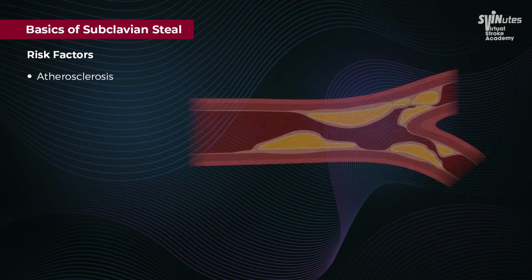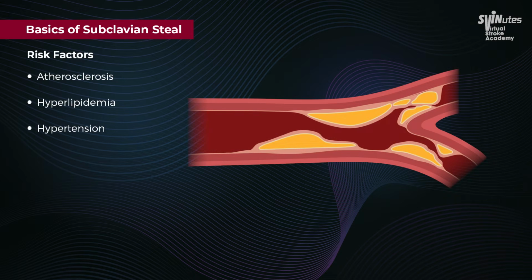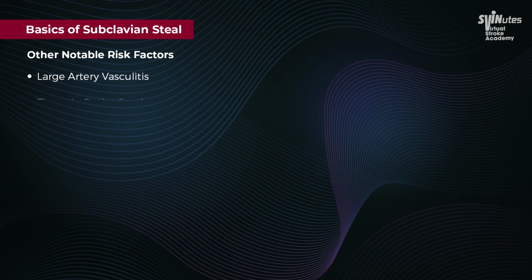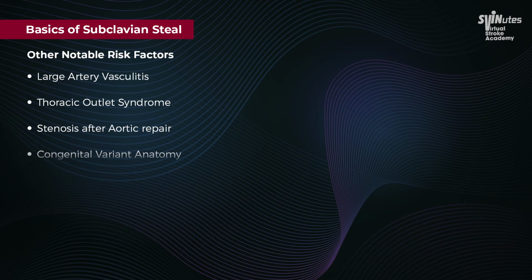Let's talk about risk factors. Atherosclerosis is the most common cause of subclavian artery stenosis. Therefore, patients with vascular risk factors such as uncontrolled hypertension, hyperlipidemia, hyperglycemia, and smoking are at higher risk of developing this disease. However, less common causes should also be considered, such as large vessel granulomatous vasculitis, as seen in Takayasu's arteritis, thoracic outlet syndrome, as seen in those patients with the presence of a cervical rib, and stenosis related to post-surgical repair of the aorta, think repair of aortic dissection or coarctation of the aorta.